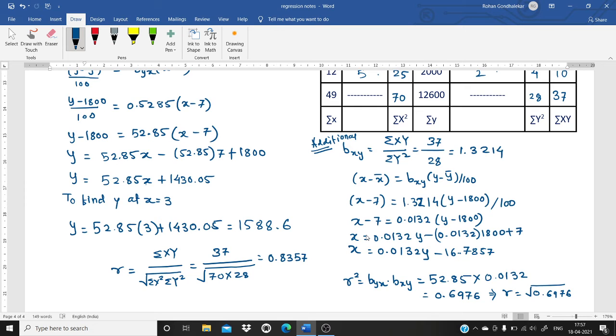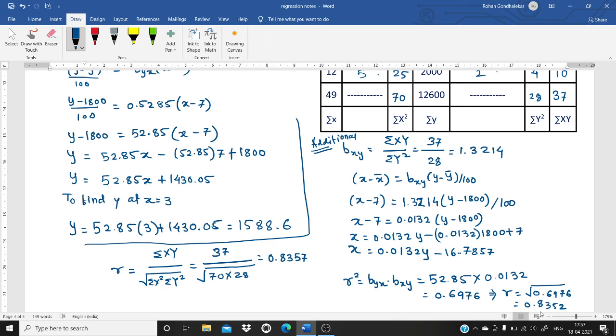So get the square root. So we'll get the same value, 0.8352. I hope this additional part is clear to you. What I did in the additional part, I computed the bxy as well as the value of r, and I just compared the first property, that is the geometric mean, that r square is equal to byx into bxy. Using that relation also we can compute the value of the correlation coefficient.